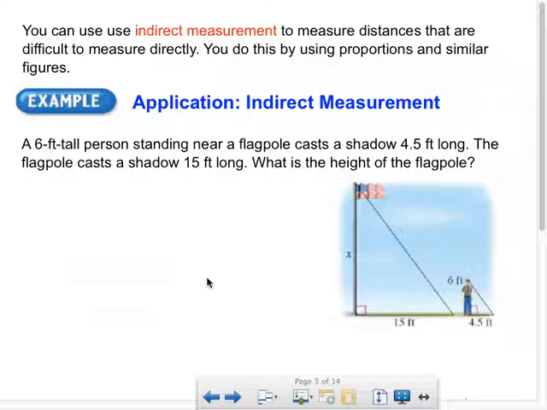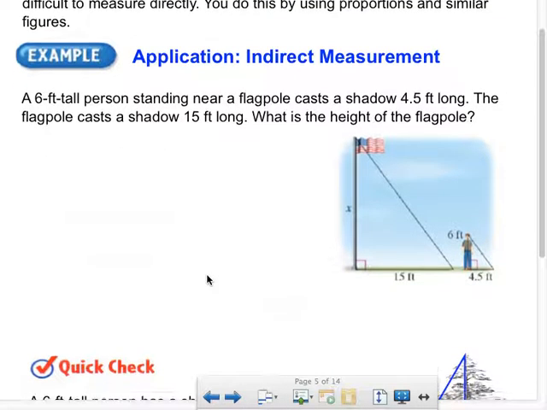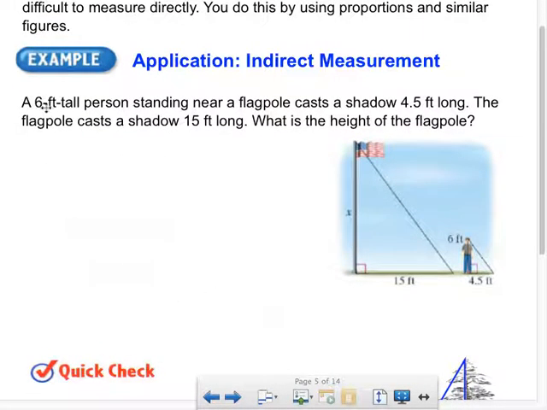All right. You can use indirect measurement to measure distances that are difficult to measure directly. You do this by using proportions in similar figures. Okay, so take a look at this example. Application, indirect measurement. A 6-foot-tall person standing near a flagpole. So this person's how tall? 6 foot. Okay. Casts a shadow that's 4 5/10 foot long.